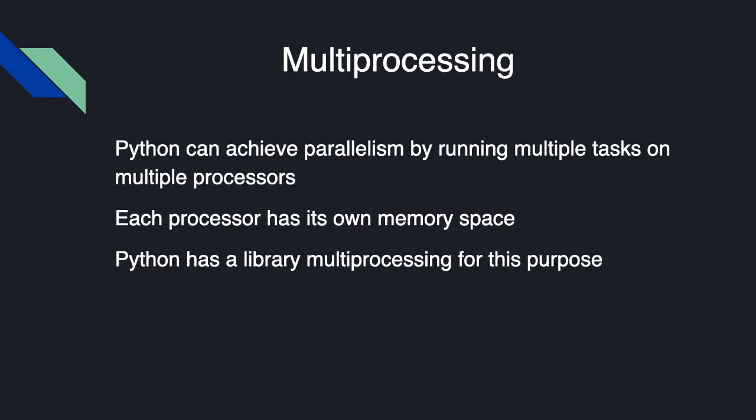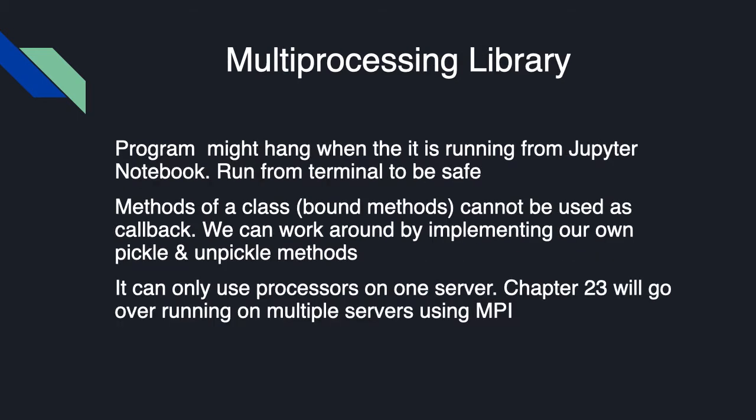The next level of parallelization is multiprocessing. It is done by running multiple tasks on multiple processors. Recall that each CPU can have multiple processors, and each processor will have its own memory space. So the problem with multithreading, where multiple applications might be accessing the same memory, is eliminated. And Python has a library called multiprocessing for this purpose. Next, we'll be visiting this multiprocessing library.